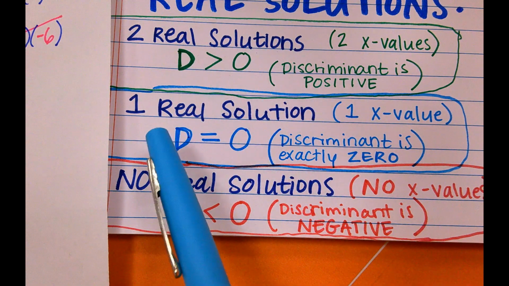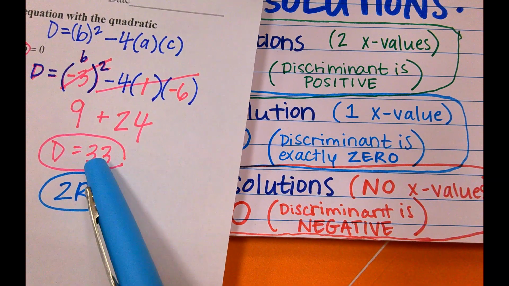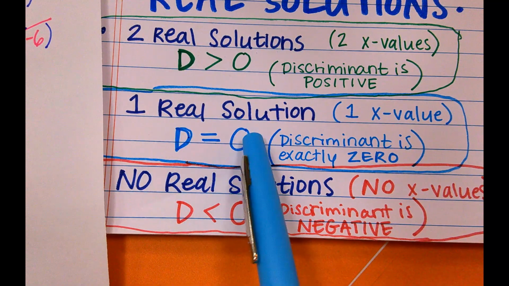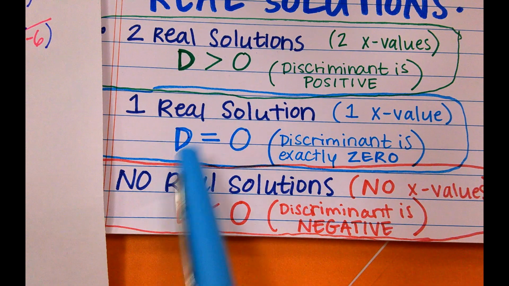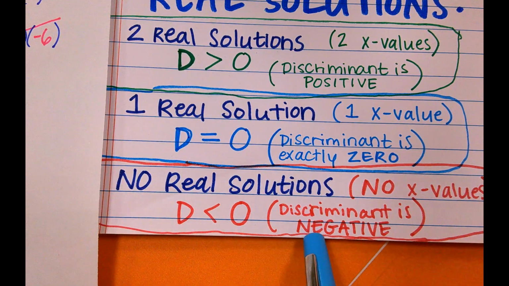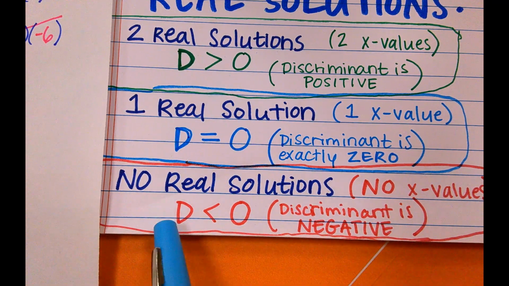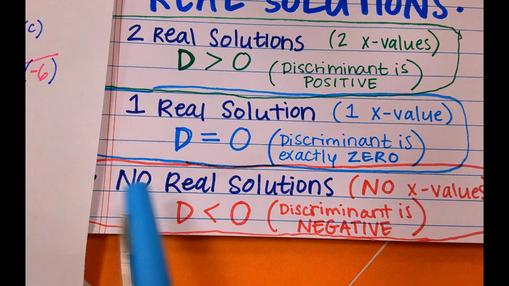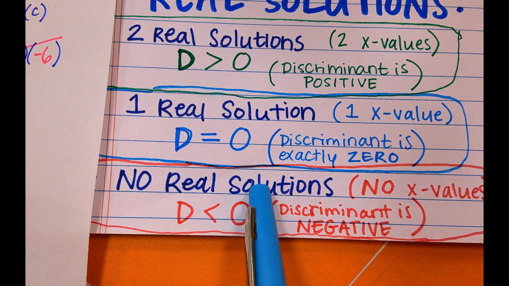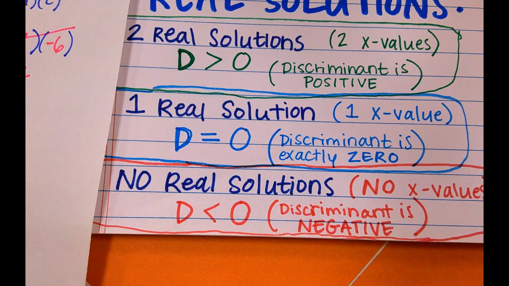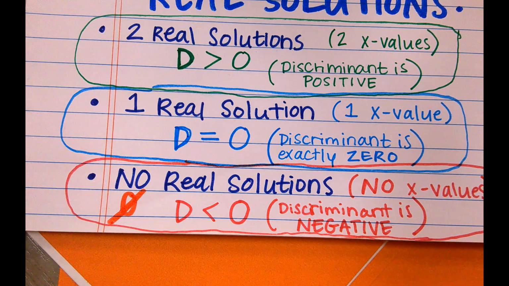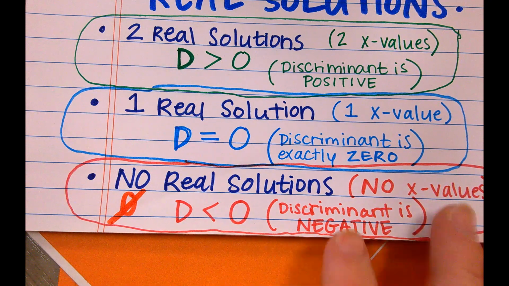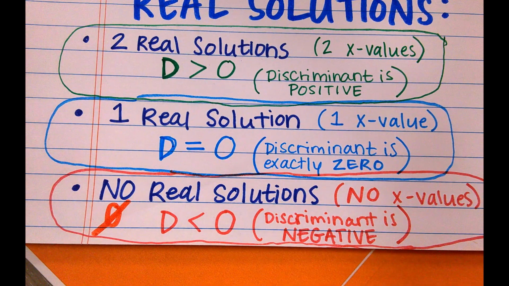If I were to get 0, D equals 0 for my discriminant, I would write 1 RS, 1 real solution. If I were to get a negative number for my discriminant, or D is less than 0, I would write no real solutions, NRS, or you could also do a 0 with a cross through it. So that's what we're using to help us with these problems.